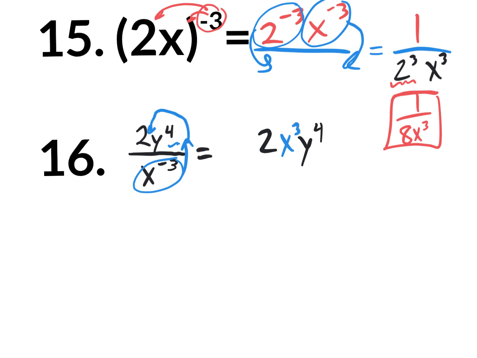2x to the third, y to the fourth. And technically there's nothing left on the bottom. You could put it over 1, but that's a waste of time because that's simply just the answer, 2x to the third, y to the fourth. You don't need it divided by 1. So this is your final answer for that question.